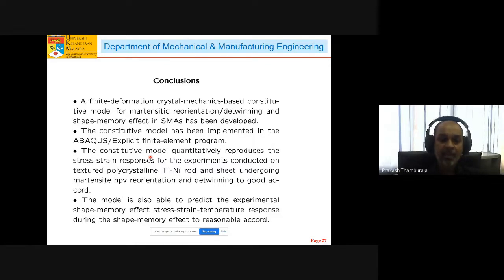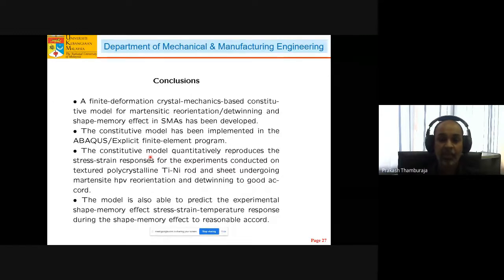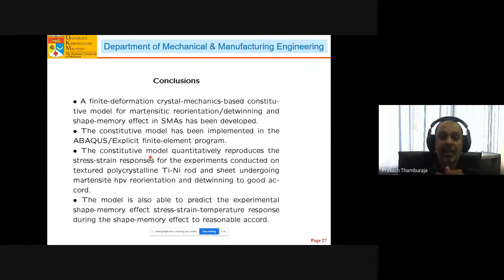So the mathematical model and its computational implementation is able to reproduce the stress responses for experiments conducted on two different types of textured shape memory alloy. One in the rod state and one in the sheet state. And we are able to predict the macroscopic response quite well. In other words, the stress strain response and the stress temperature response. And finally, the experimental shape memory effect is also reproduced quite well by our theory and numerical simulations.